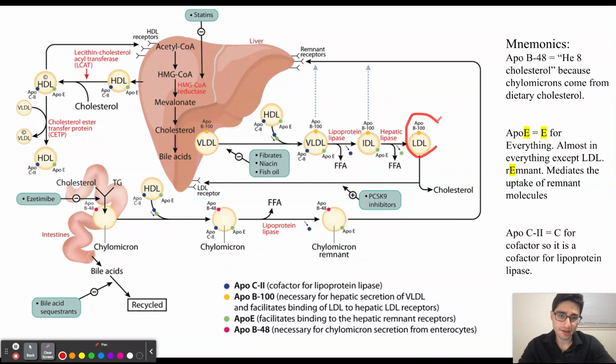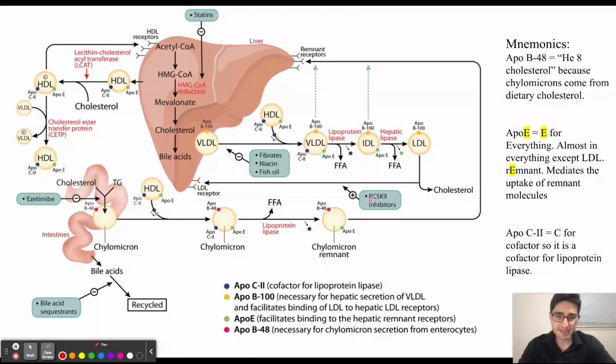Now that we have LDL left, the function of B100 we said was to excrete VLDL from the liver into the blood. The second function of ApoB100 is also to facilitate the binding of LDL to the hepatic LDL receptors. So here we have the LDL receptor on the surface of the liver, and we can use ApoB100 to facilitate the uptake of LDL into the liver through these receptors.